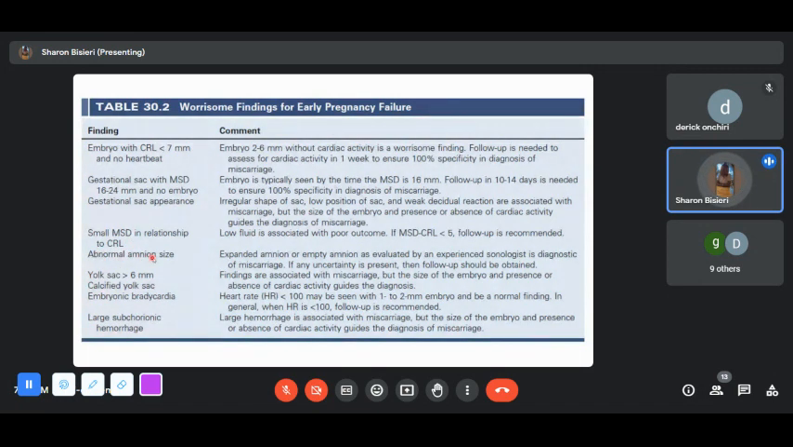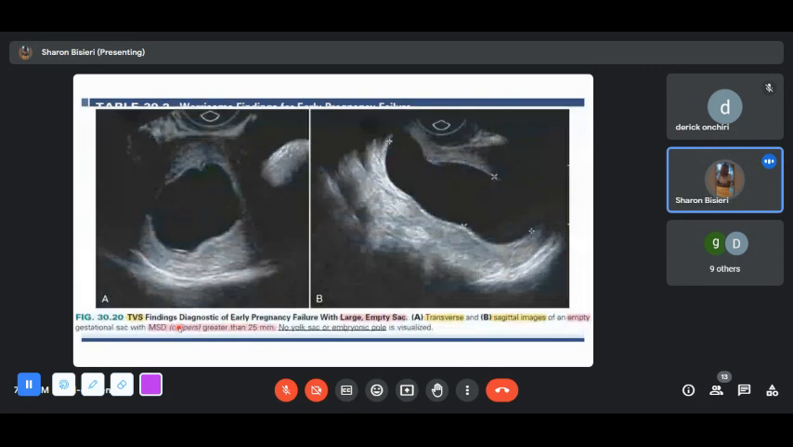When you have an abnormally large amnion size in comparison to the embryo, that is also a negative sign, and we'll see the images in a few. Also, if you have a yolk sac that is more than 6 millimeters in size, or a yolk sac that is calcified, which you've seen, that is a sign of early pregnancy failure. And lastly, a large subchorionic hemorrhage could be indicative of early pregnancy failure despite having cardiac activity within your embryo.